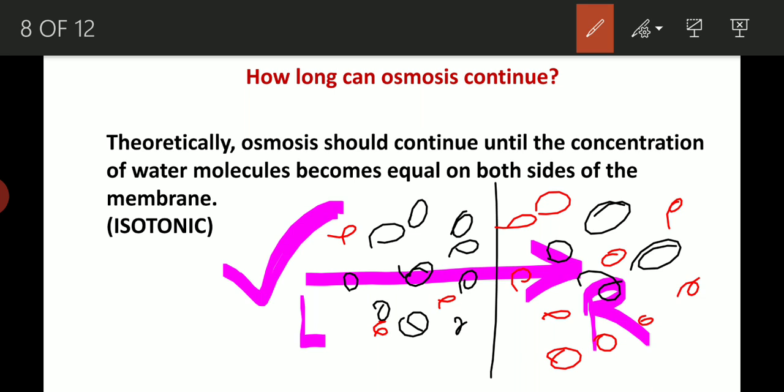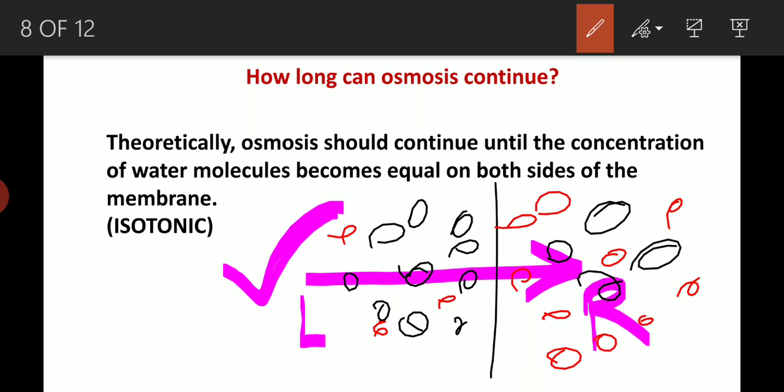So in the experiment which I have already explained, the movement of the water molecules will continue until and unless in the beaker and in the thistle funnel both have the equal concentration of water molecules. A stage will come, okay? A stage will be reached when no osmosis occurs, even if the concentration of water molecules is not the same on the two sides of the membrane.